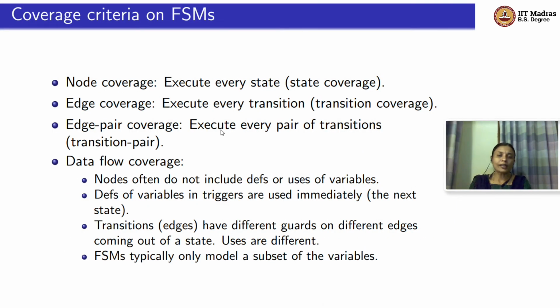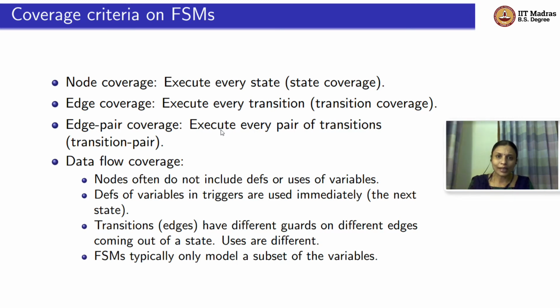Now, for us, a finite state machine is a graph. So it has nodes or states, and it has transitions or edges. So I can think of the same coverage criteria. Structural coverage criteria: I can think of nodes, which is execute every state, which is also the same as saying state coverage. Reach every state. The next one is edge coverage, which is execute every transition. Because edges are called transitions in an FSM, you can say this is transition coverage. You could also say execute every pair of transitions or edges. That's also fine. Prime paths, I don't know whether it makes sense here.